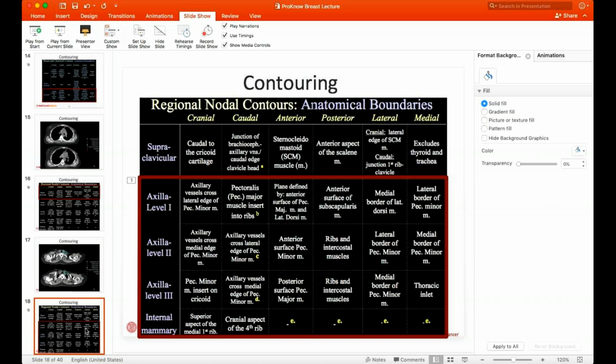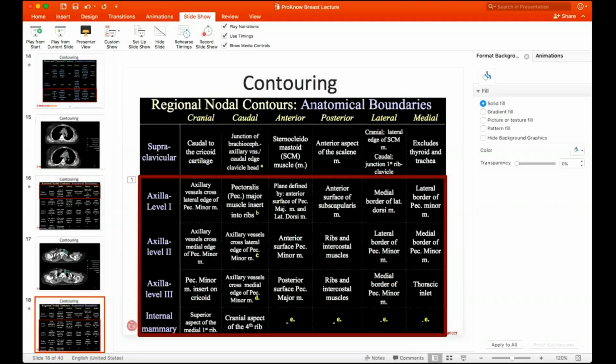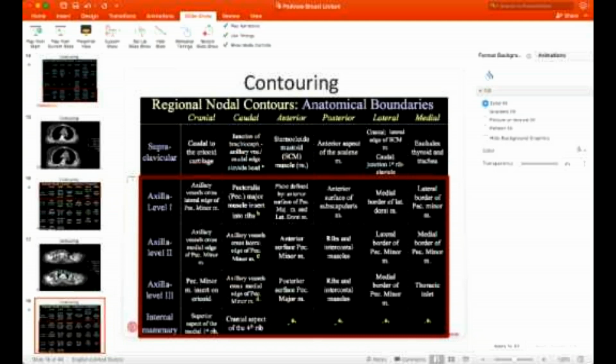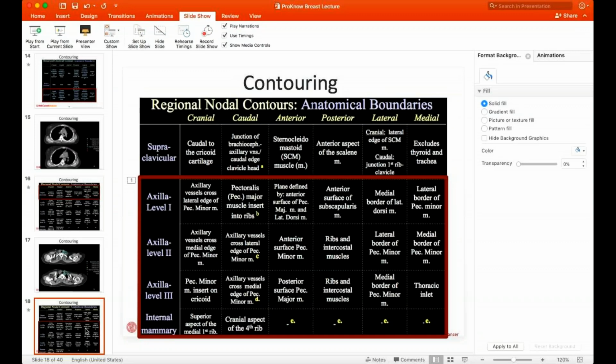So there are 3 axillary levels, 1, 2, and 3. And people also may include the internal mammary lymph nodes. So I just want to take a quick poll. How many people treat the internal mammary lymph nodes regularly?